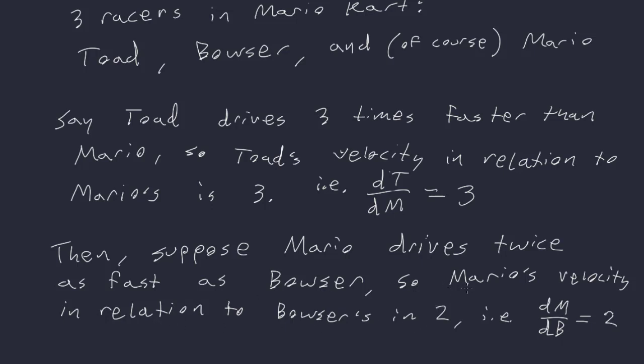So remember what a derivative does. It tells us how one quantity is changing in relation to another. Well, if Mario's always driving twice as fast as Bowser, his rate of change compared to Bowser's is always a factor of 2. So in other words, if Bowser drives at, let's say, 100 miles an hour, Mario's going at 200 miles an hour. Okay, just as a quick calculation there.